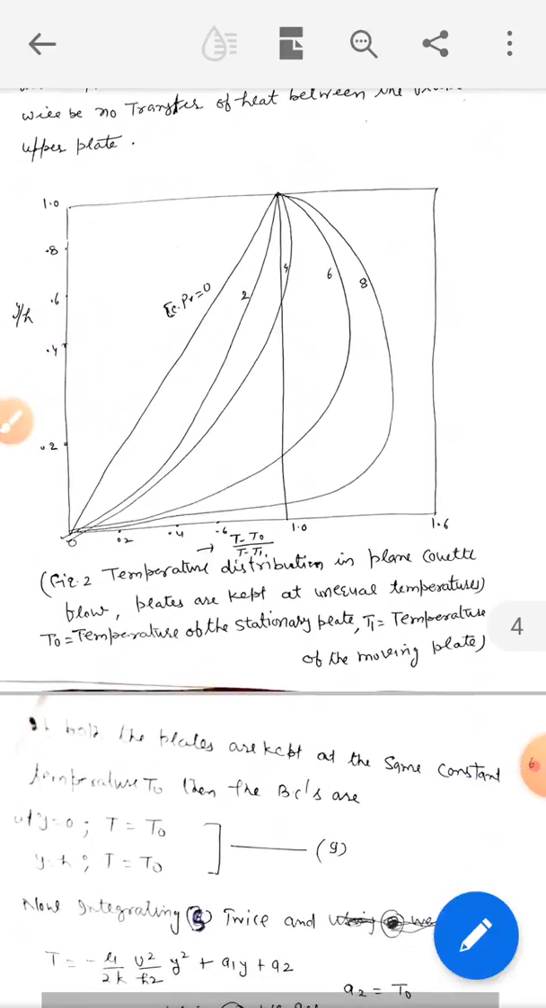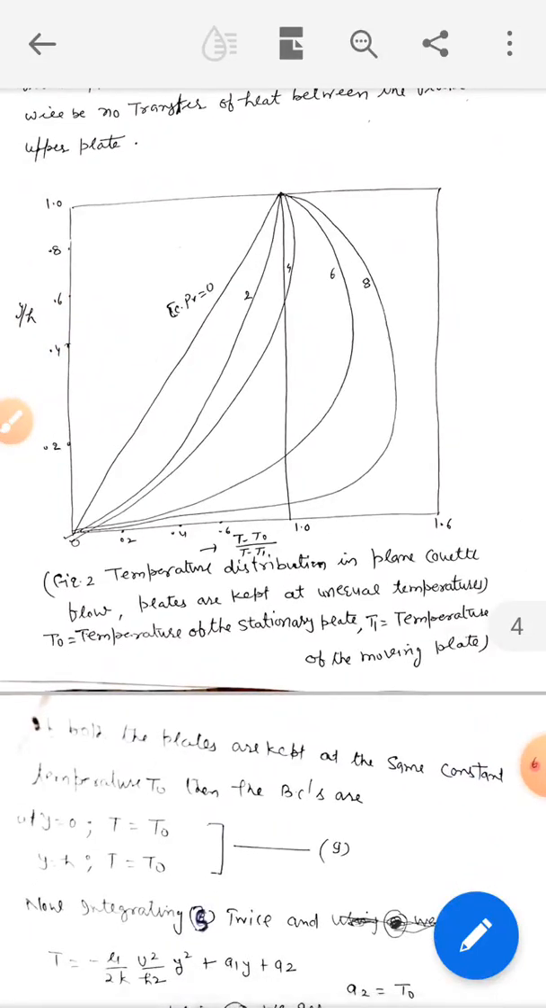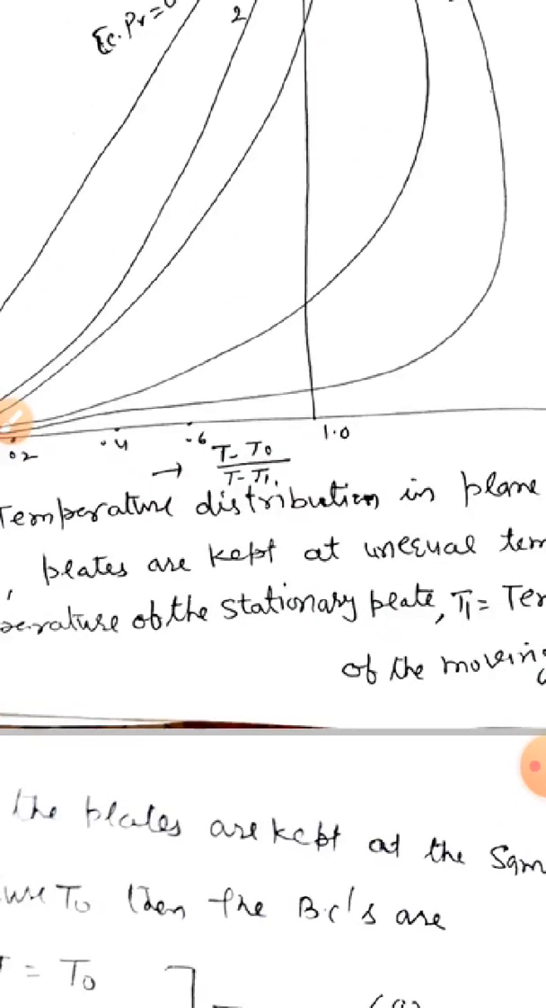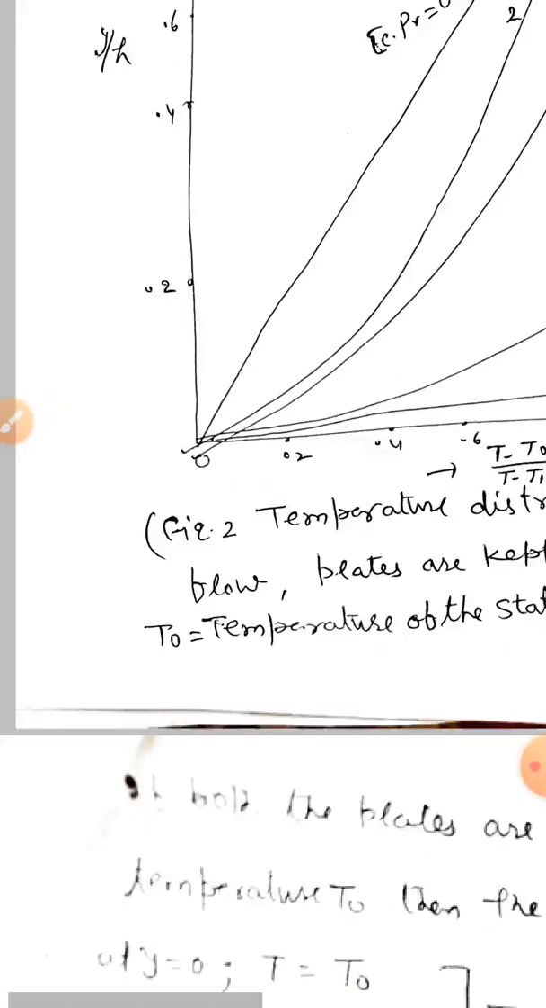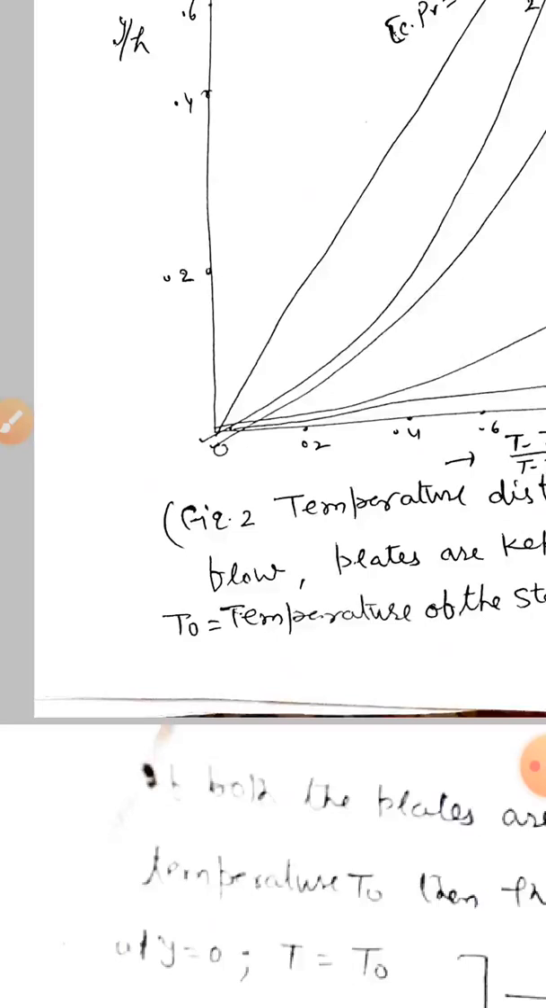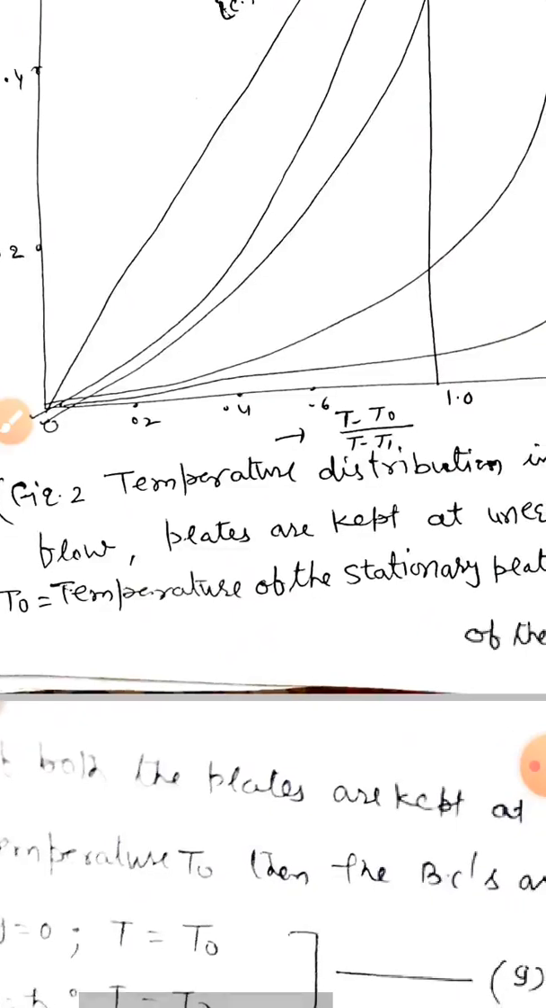This diagram shows the temperature distribution in plane Couette flow when the plates are kept at different, unequal temperatures, where T0 is the temperature of the stationary plate and T1 is the temperature of the moving plate. In the x direction is T minus T0 upon T1 minus T0, and in the y direction this is y by h. So this is the case when the temperature of the upper plate is T1 and the lower plate is T0.